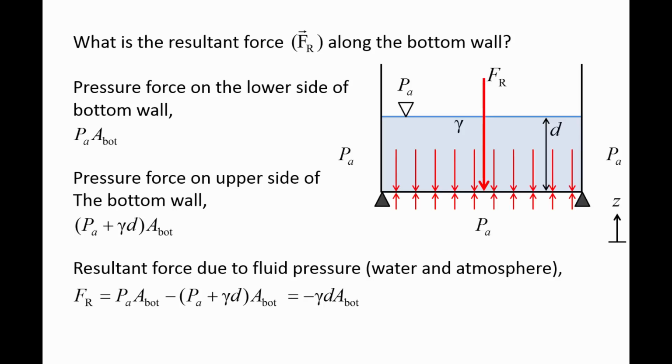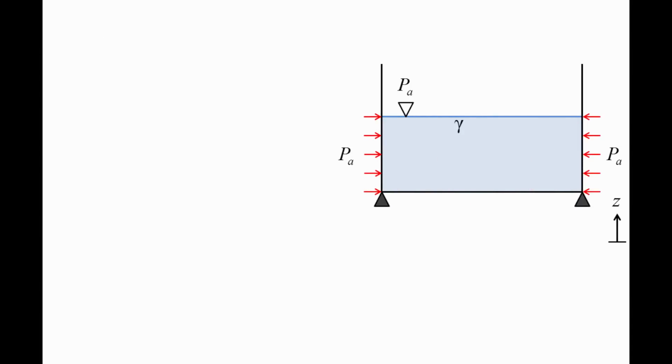Finding the resultant pressure force along the bottom wall was relatively easy because the pressure is constant along the entire wall. This is not the case for the side walls. The pressure along the exterior of the side walls is Pa, and the related pressure force is Pa times the area of the side wall.